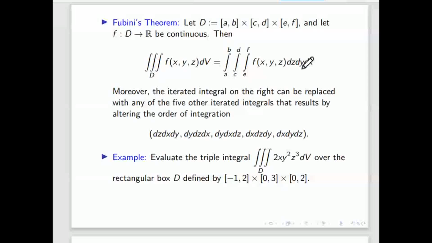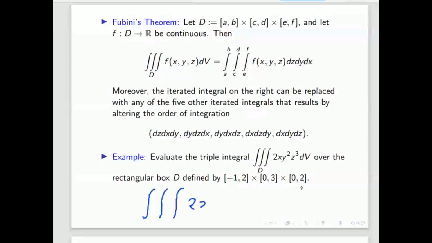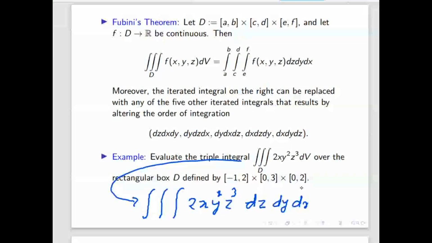So suppose the question is to evaluate this triple integral over this rectangle box. Tell me what will be your answer, or how to write. We have to write the triple integration. Which order you want, I will integrate in that order. Tell me the order first. dz first, then dy, then dx. Okay, in this order you want, because it is a rectangle box, we can do it, because Fubini's theorem holds.